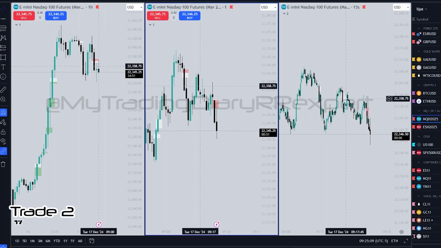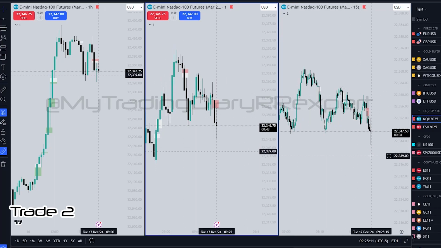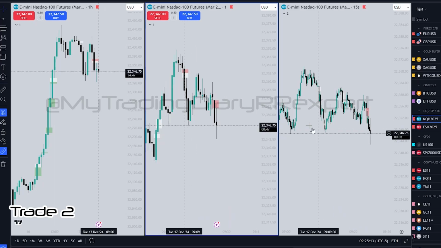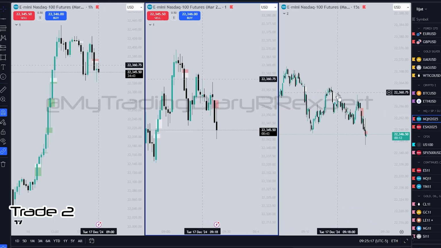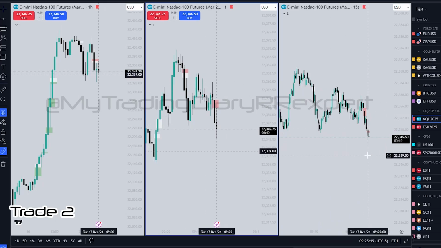So again, I could have entered here and the price would have been here now. I'm not thinking this. I'm just looking. This is not even in my head anymore. I'm just going to look for another setup.